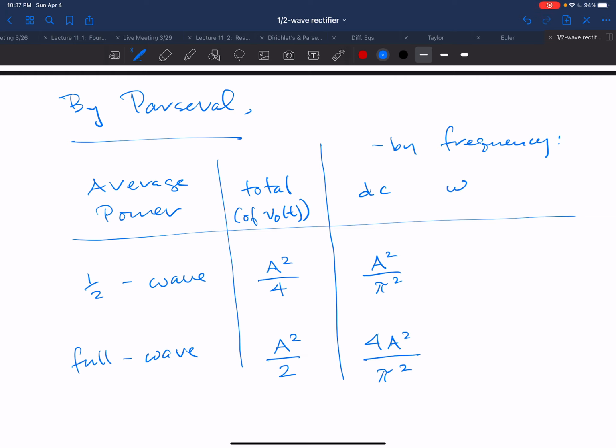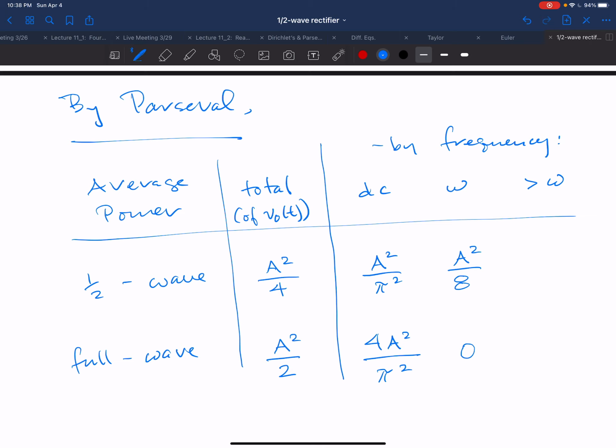What happens at the frequency of the input voltage? In the case of the half-wave rectifier, the power of that component will be a squared over 8, 1/2 a over 2 squared, because the amplitude of this component in the case of the half-wave rectifier was a over 2. So 1/2 that amplitude squared is a squared over 8. And then in the case of the full-wave rectifier, we didn't have any component at the frequency of the input signal.